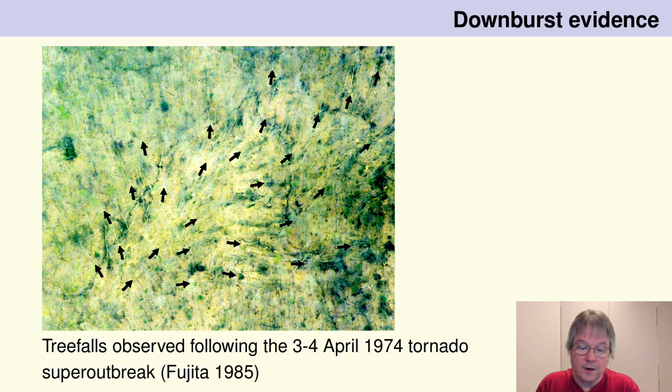This was actually one of the largest tornado outbreaks ever in the United States, pick anywhere in the world. And this is where Fujita went out and looked for damage patterns, and he saw stuff he didn't necessarily expect. Tree falls that were divergent as opposed to rotational. And rotational damage is what you'd expect from a tornado, not from a downburst.